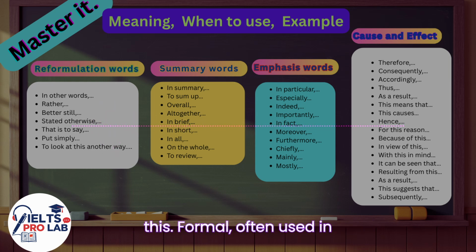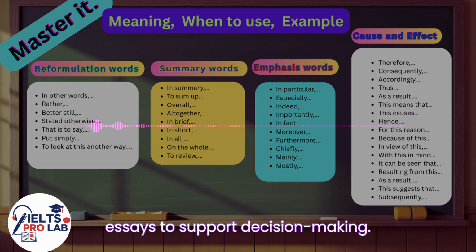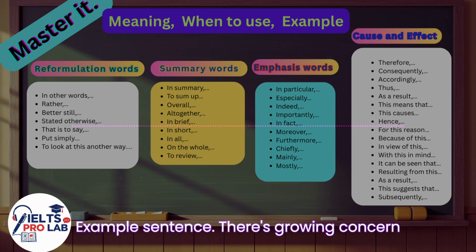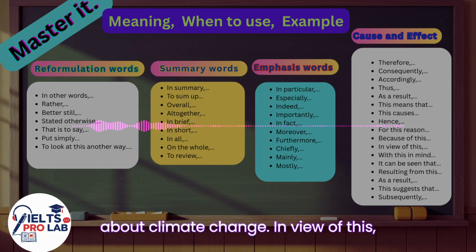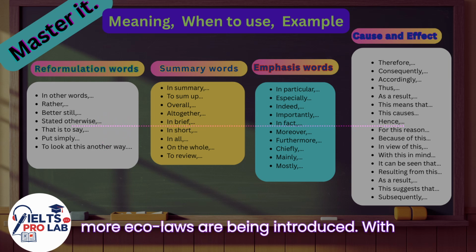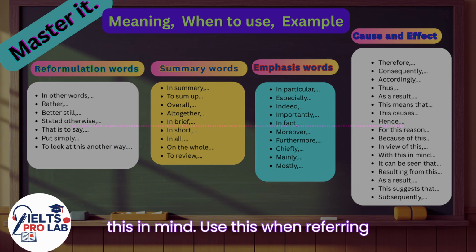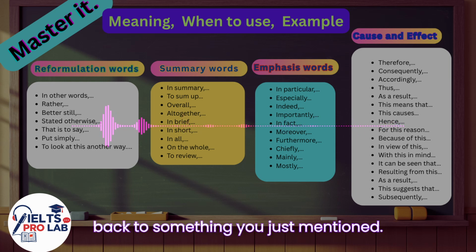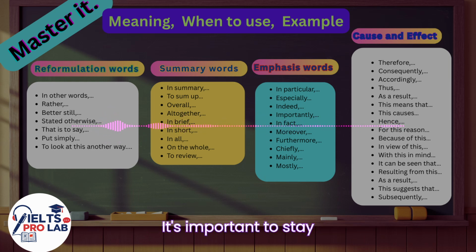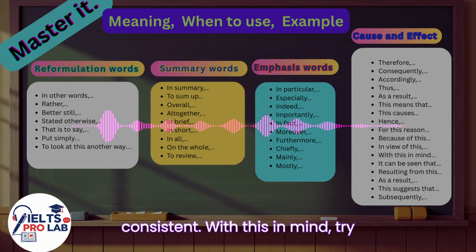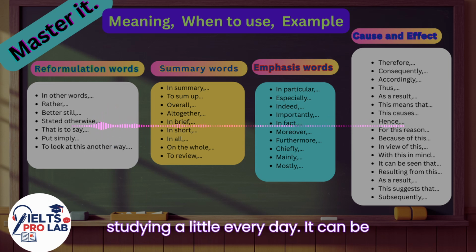In view of this. Formal, often used in essays to support decision-making. Example sentence. There's growing concern about climate change. In view of this, more eco-laws are being introduced. With this in mind. Use this when referring back to something you just mentioned. Example sentence. It's important to stay consistent. With this in mind, try studying a little every day.